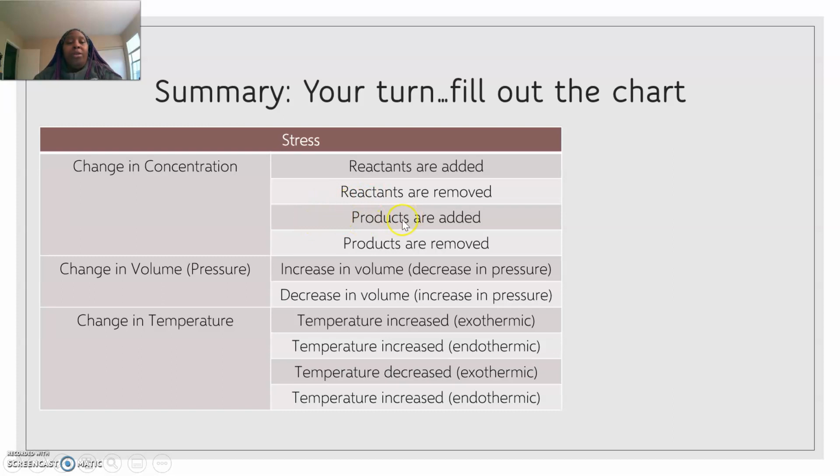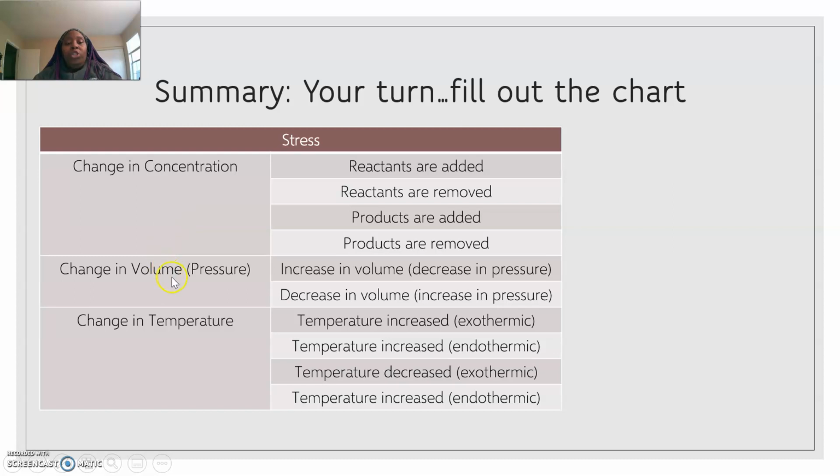The third, products are added. If products are added, the system is going to try and reduce the stress by getting rid of the extra products and making reactants. So that means that it's going to shift toward the reactant side and use up the products that were added to the system. And then on the other side, if the products are removed, then that means the system is going to want to replace the products that were removed. So the equation is going to shift toward the product side. Hopefully that makes sense for changes in concentration.